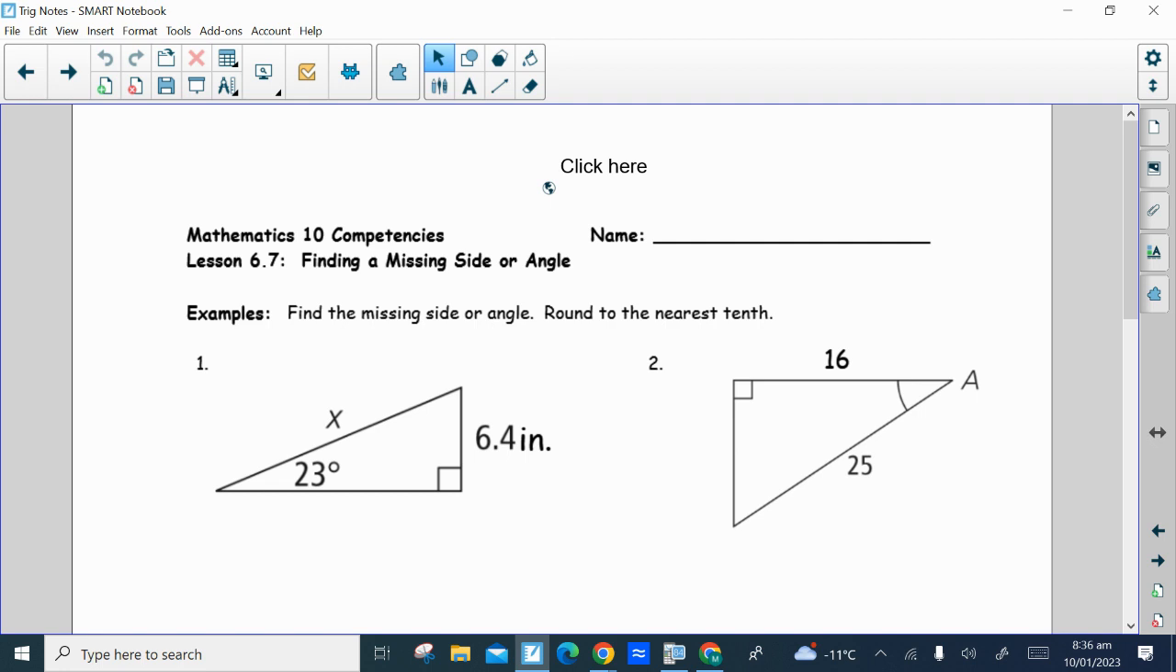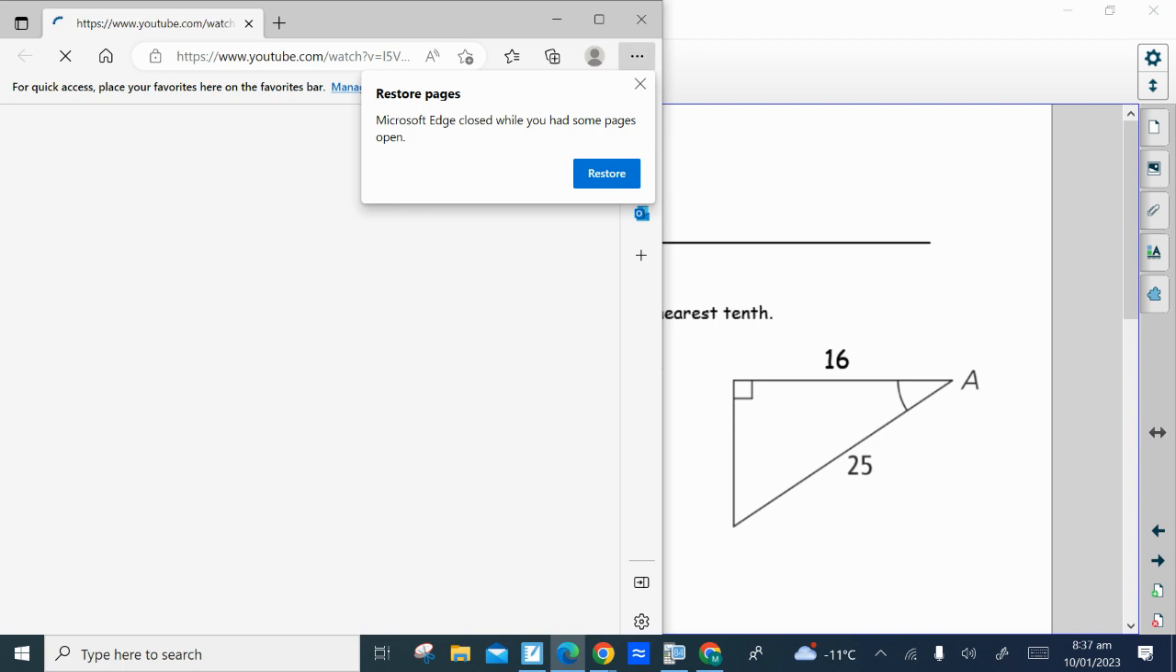Okay, and then we just have one chapter left after that, measurement, and then we'll see. Hopefully we have a few days to go back and review some of the stuff that we looked at early on in the course. Okay, but we're going to finish off finding missing sides or missing angles in right triangles.